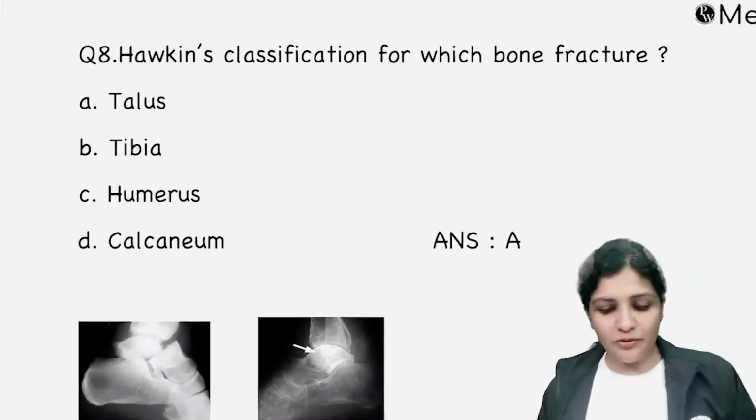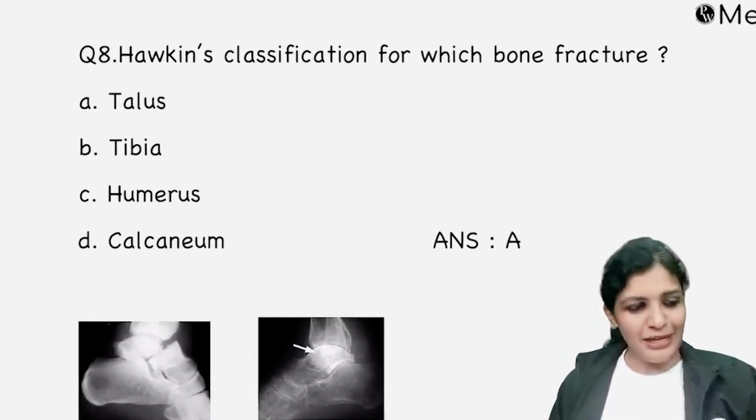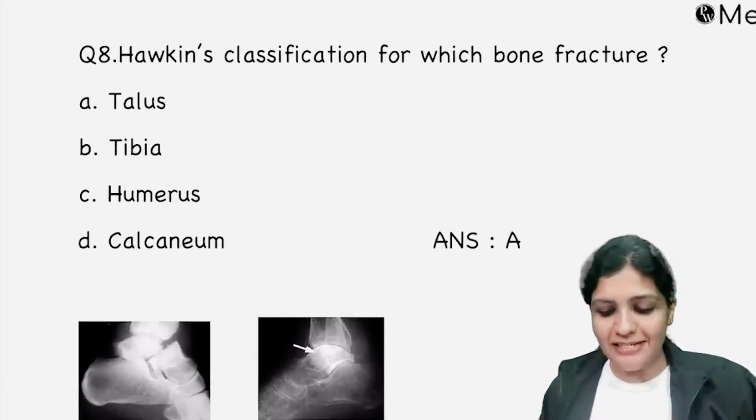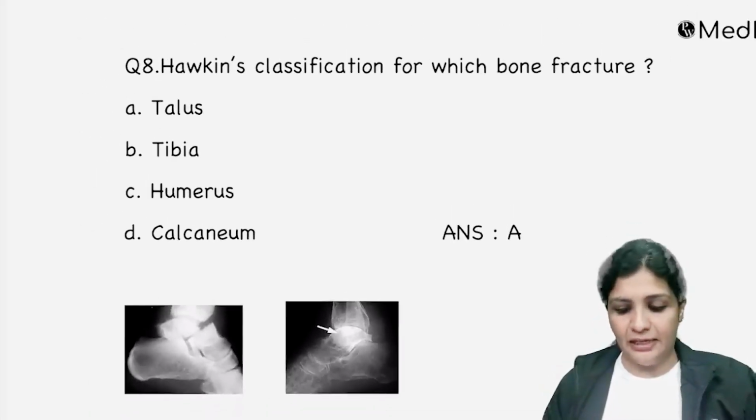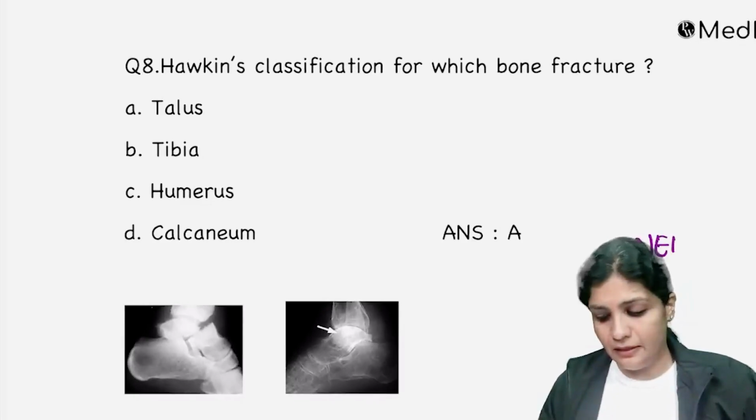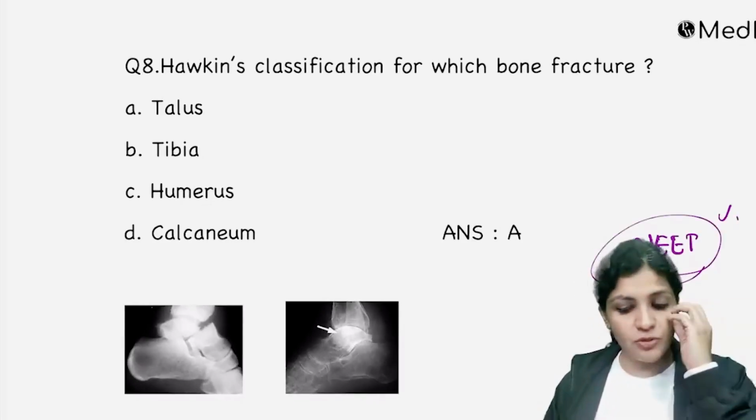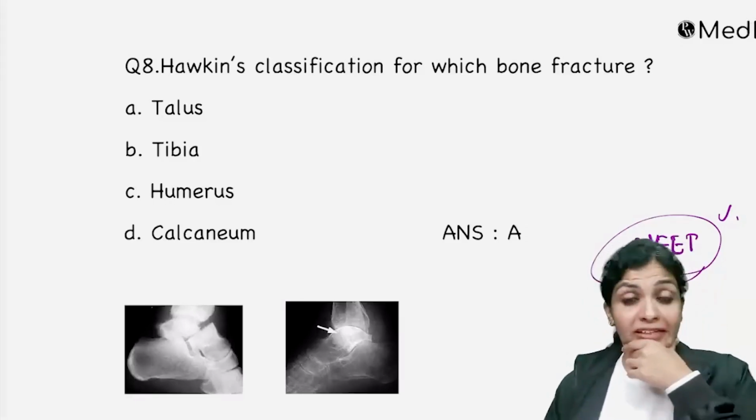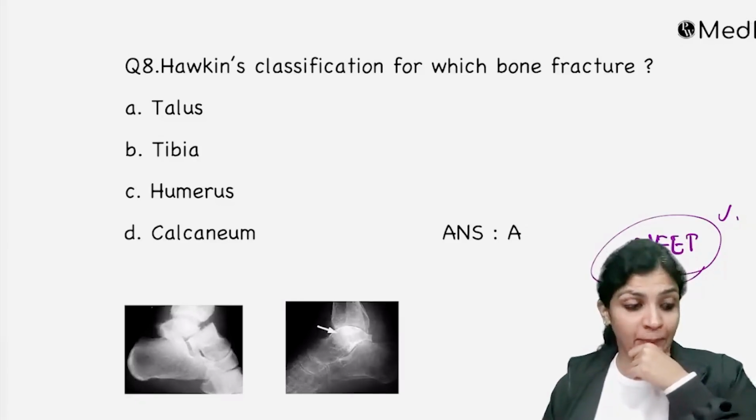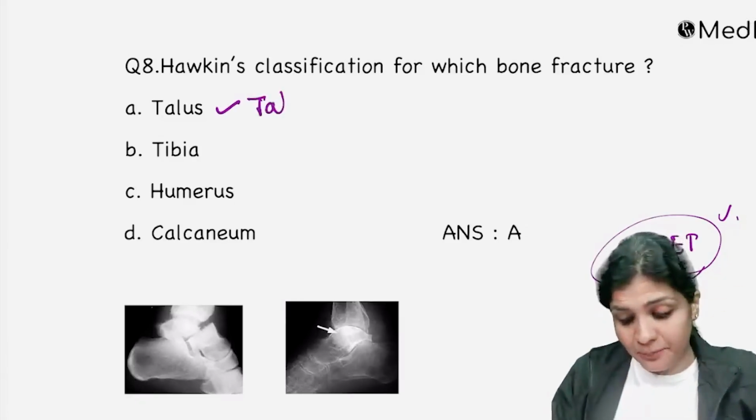So now let's go back to the classification, the Hawkins classification. Now, what is this? Hawkins classification for which bone fracture? This is again a NEET question, last year NEET. Hawkins is for which bone? The talus, tibia, humerus, calcaneum. I have given the answer already. So it is a talus neck fracture.